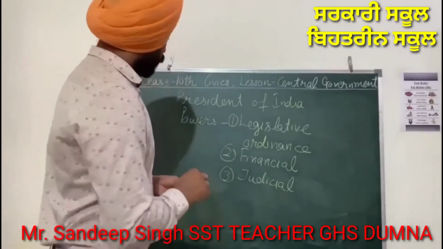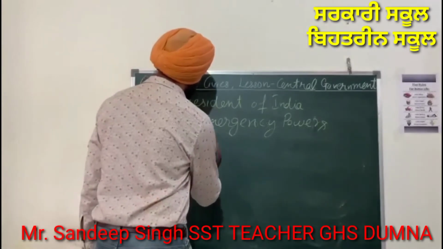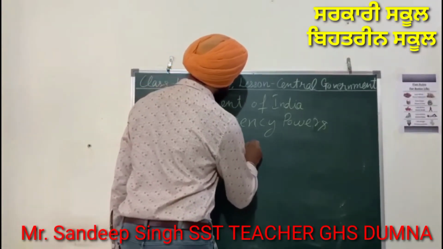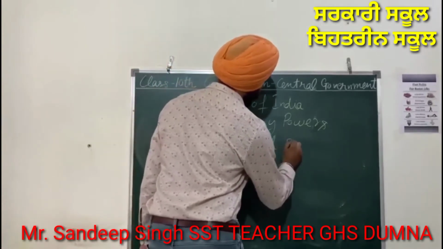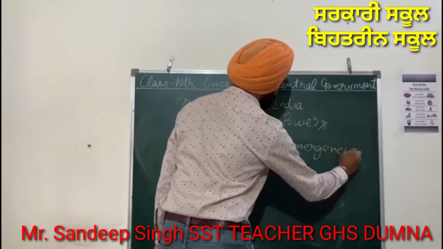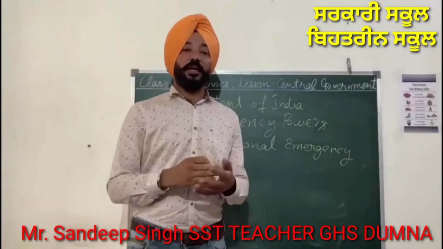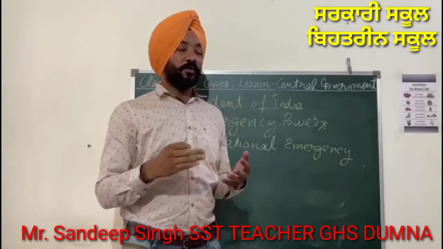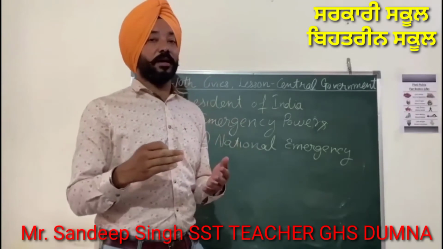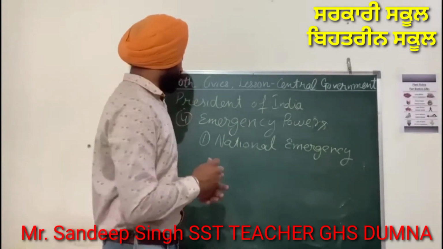Now, the fourth type of powers are emergency power. First type of emergency is national emergency. When the security of our country is in danger, for example, if India is at war, then the President of India can announce national emergency in our country.